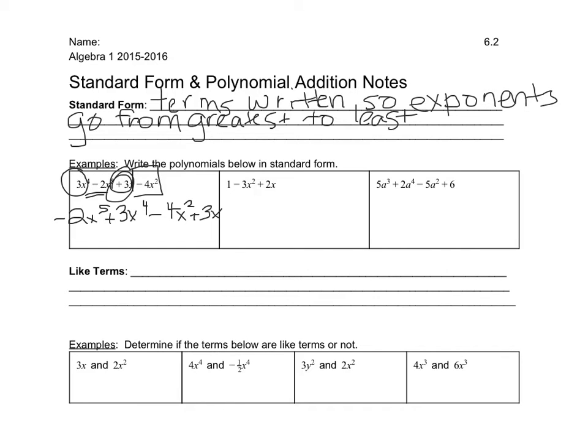Let's do the second one. So here we have a 1 minus 3x squared plus 2x. The highest exponent is this 2. So we're going to take that term first. We're going to have minus 3x squared. Next we have this 2x. And then finally we just have the plus 1.